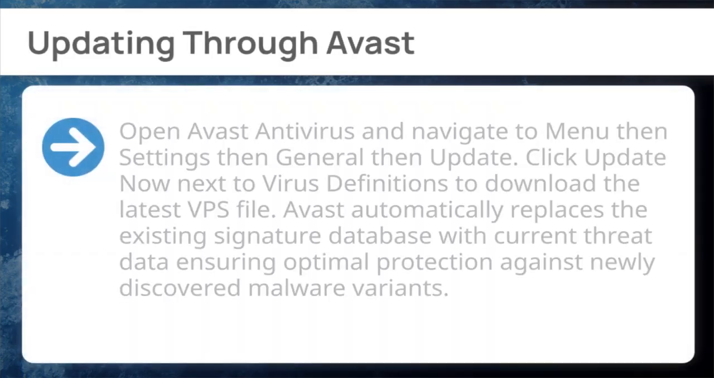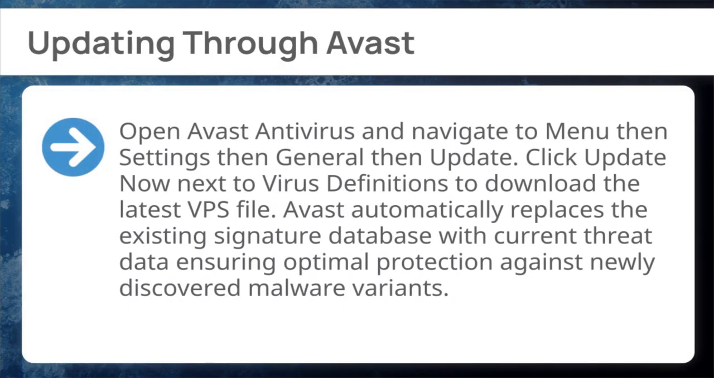First, updating through Avast. Open Avast Antivirus and navigate to Menu, then Settings, then General, then Update. Click Update next to Virus Definitions to download the latest VPS file. Avast automatically replaces the existing signature database with current threat data, ensuring optimal protection against newly discovered malware variants.